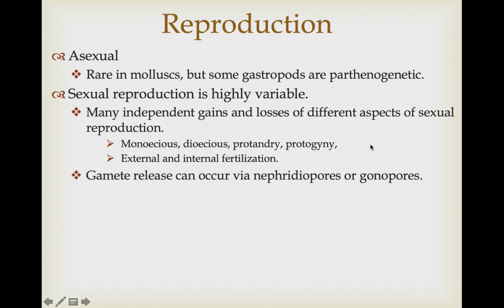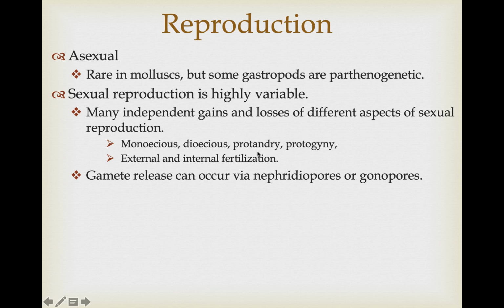But it's really variable in the mollusks. So they're both monoecious and dioecious. Some show protandry or protogyny. Okay, so this is a situation. Protandry is where you start off life as male, and then as you get bigger, you turn to female. Protogyny is the reverse. You start off as female, and then once you get larger, you turn to male.